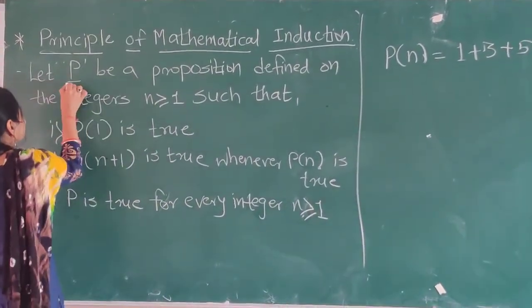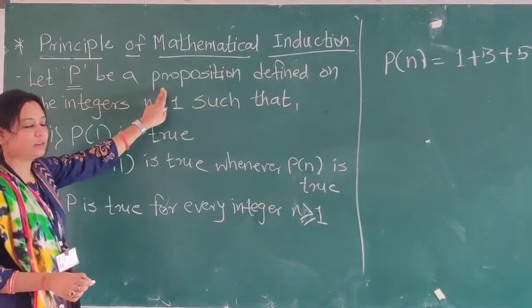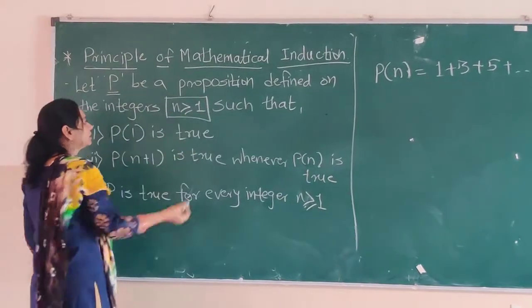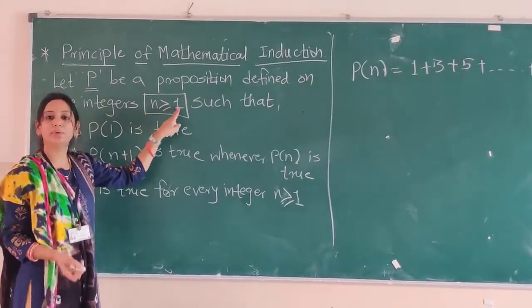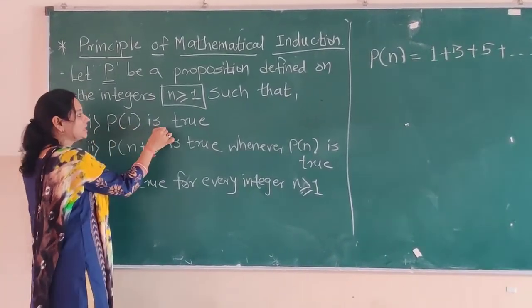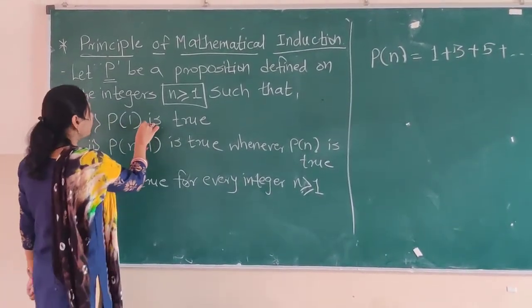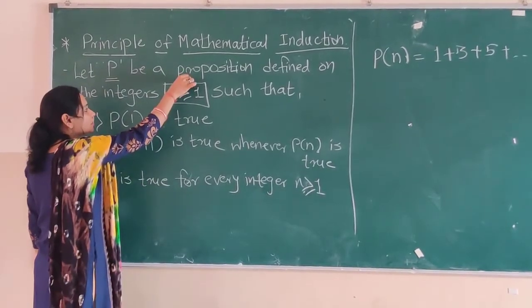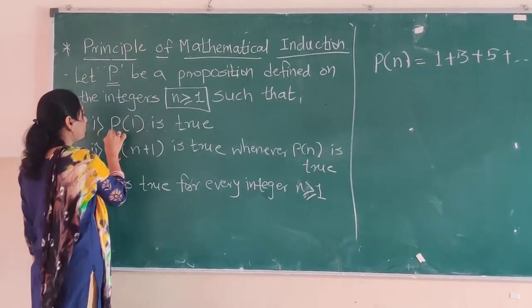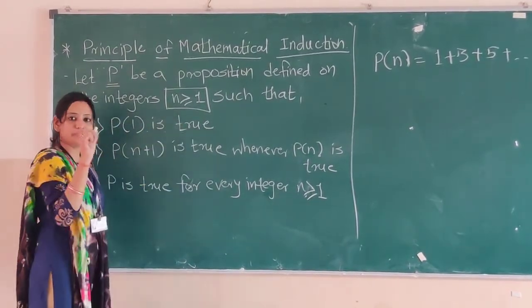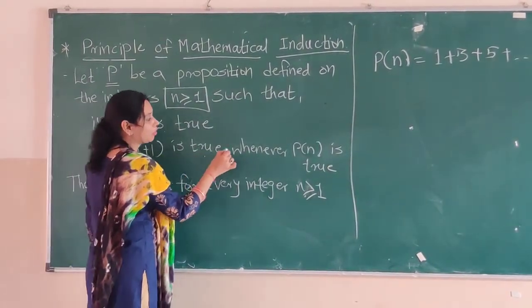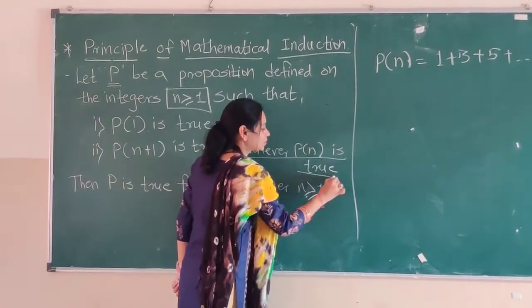Suppose P is a proposition which is defined on the integers n greater than or equal to 1, such that the first condition is P of 1 is true. Whatever proposition we are having, we put the value as 1. If we get the same value, then P of 1 is true. If P of 1 is true, then P of n plus 1 is true whenever P of n is true.